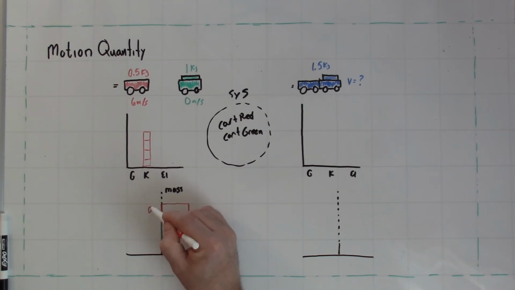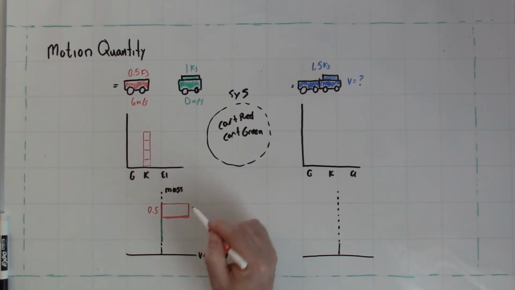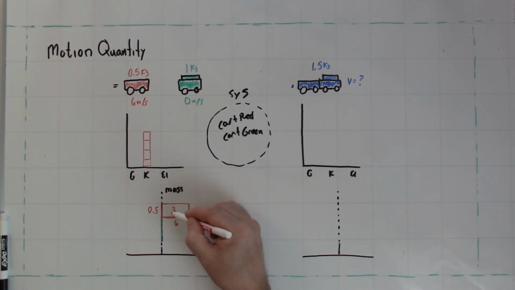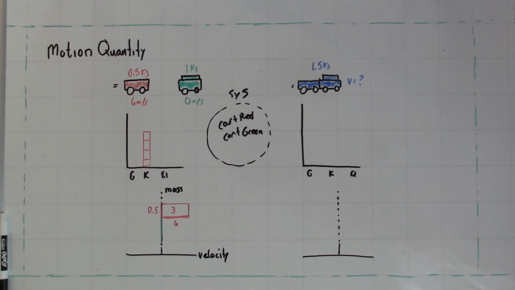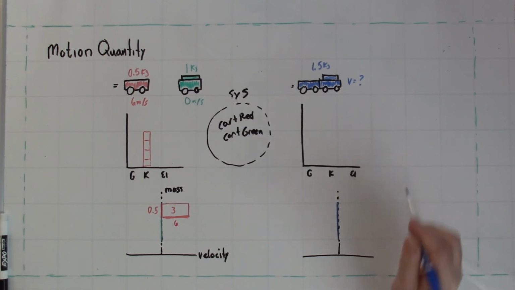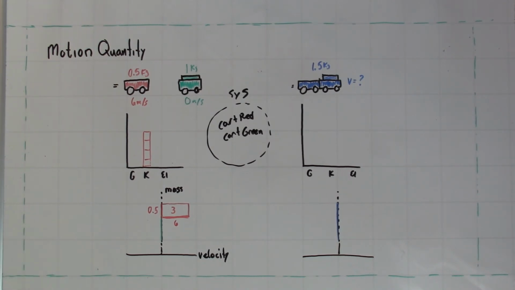So the mass is 0.5. The speed is 6 meters per second, 6 times 0.5, so the total area here is 3. What's happening over here? Well, if we say it's just one combined car of a total mass of 1.5, then we see it's this long. But the thing about the motion, and this is what I love about doing problems like this, is that the motion quantity here has to equal the motion quantity here. There's a big equal sign here. So whatever I have on this side, area of 3, has to be the same area over here.